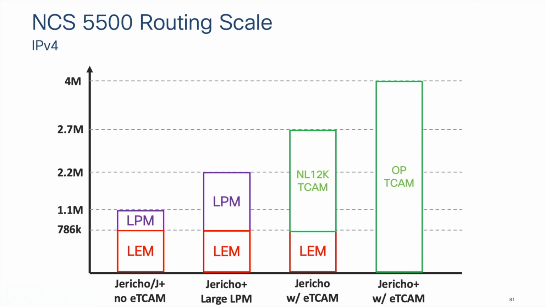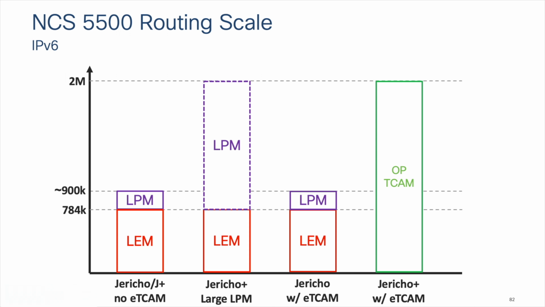So take it for what it is, it's just a capability. Key message for IPv4, you need large LPM for your Jericho Plus, or you need external eTCAM to support a full internet view. For IPv6, things are probably a bit more complicated to apprehend. Jericho with and without eTCAM will be the same, simply because we don't store IPv6 prefixes in eTCAM by default. But it can be changed by configuration if we want to.